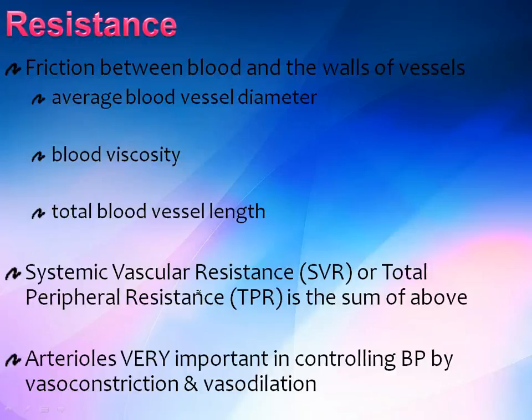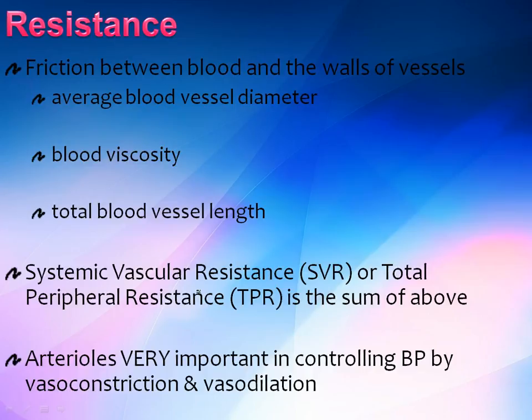Finally, total blood vessel length. In this case, it's not that more blood is rubbing up against the vessel wall, it's that there's more vessel for the blood to rub against. This is why individuals that are obese and have extra blood vessels as a result of all the excess adipose tissue spread throughout their body tend to have high blood pressure, because their heart has to create a lot more force in order to distribute blood through all of those extra vessels.